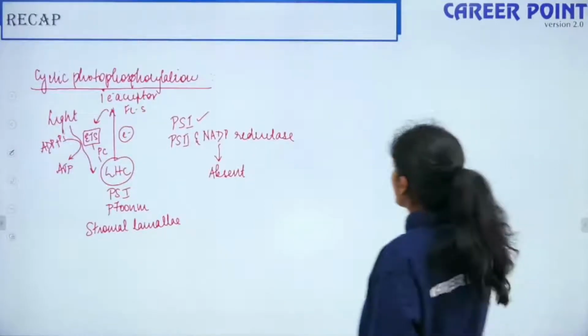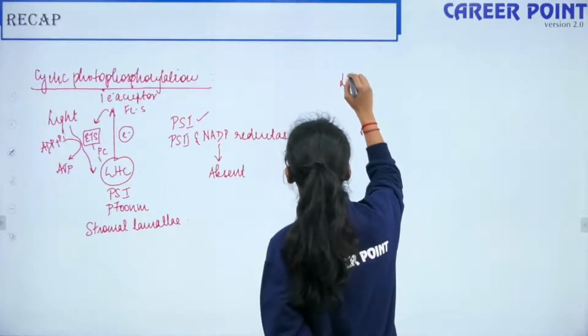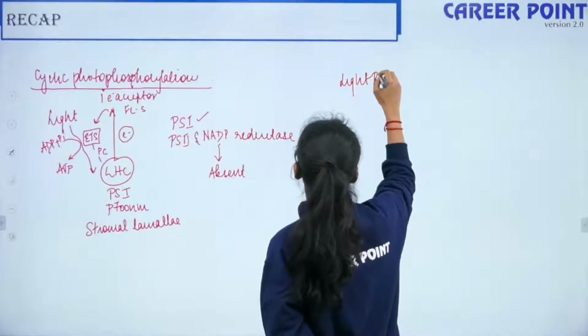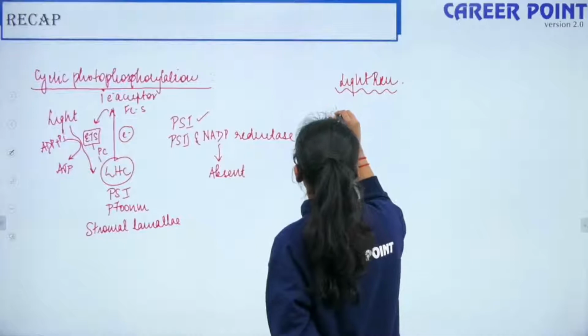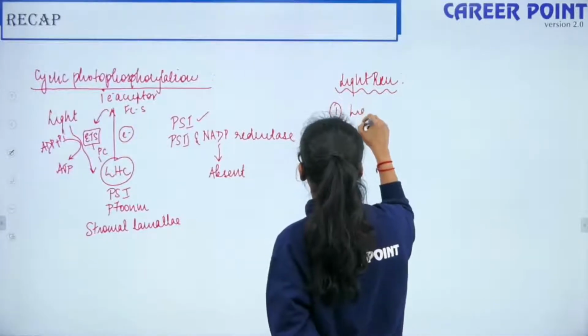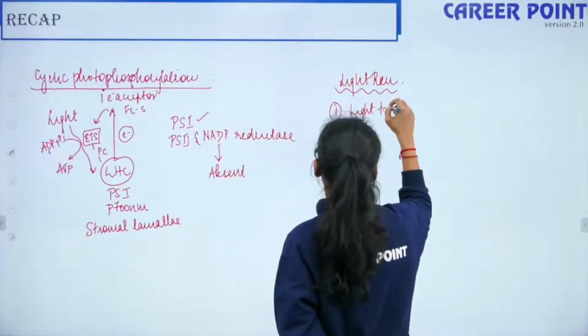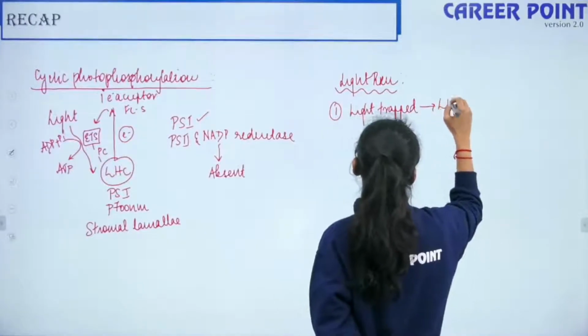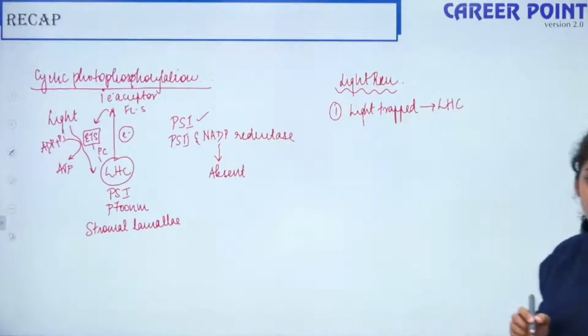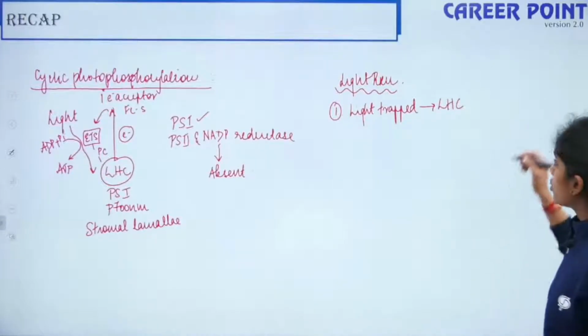So once again, what quickly happens in the light reaction? In the light reaction, your light is trapped. Who traps the light? That is why we have your LHC. And inside the LHC, we have two complexes. What are they?